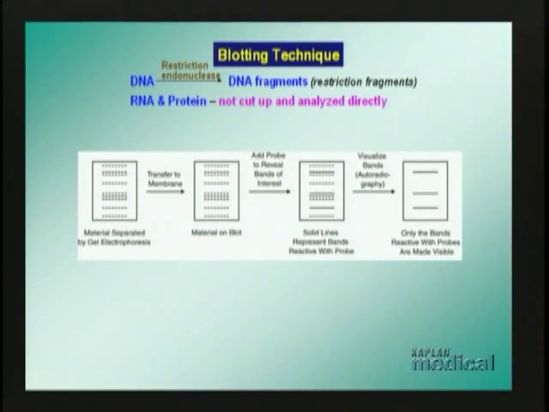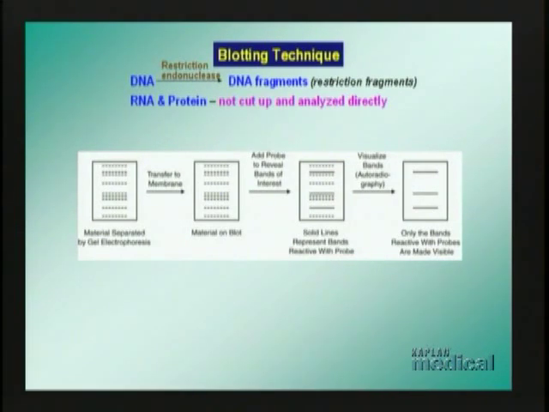Alternatively, regarding RNA and proteins, RNA and proteins are sufficiently small. They are analyzed directly. RNA is never cut up. Proteins are not cut up with enzymes. They are analyzed directly. Earlier in immunology, you had talked about Western blots, dealing with how you analyze proteins in blood. In the Western blots, again, proteins are not cut up. They're sufficiently small and analyzed directly.